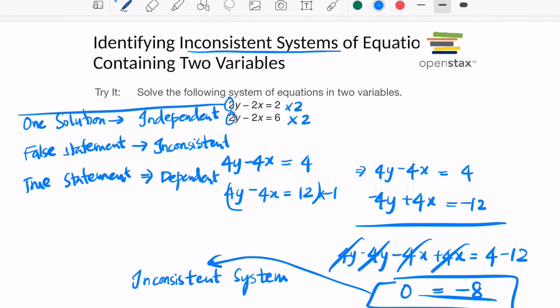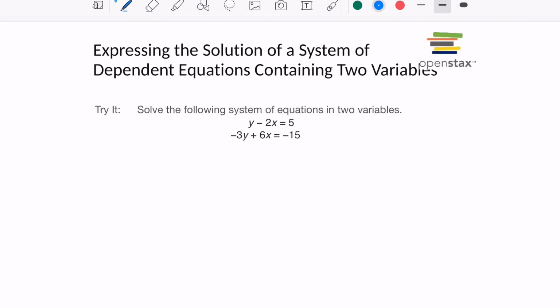So if it is one solution, independent. If it is a false statement, inconsistent. If it is a true statement, dependent. So these are the three classes by which we can classify the equations. So use this principle now and try to solve this problem here.